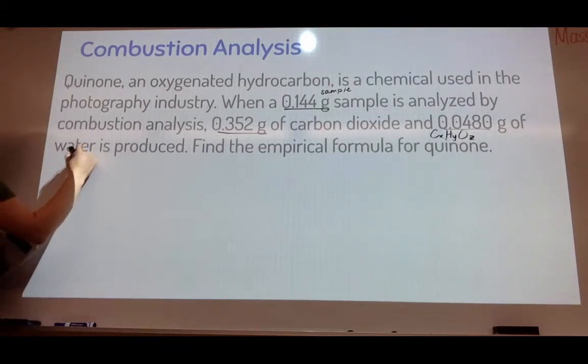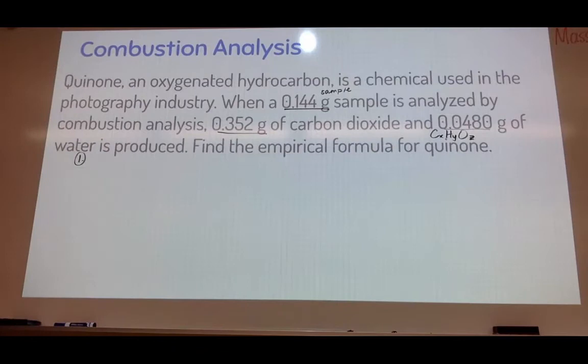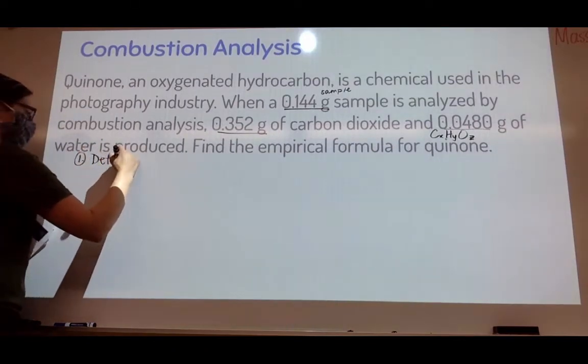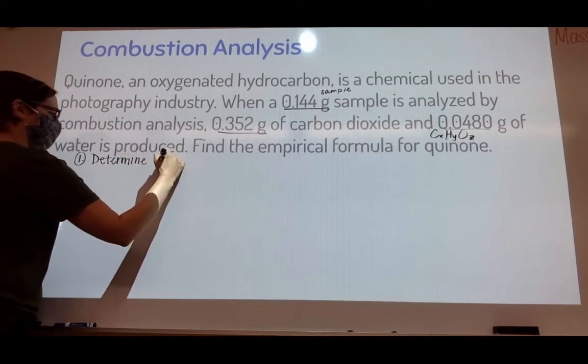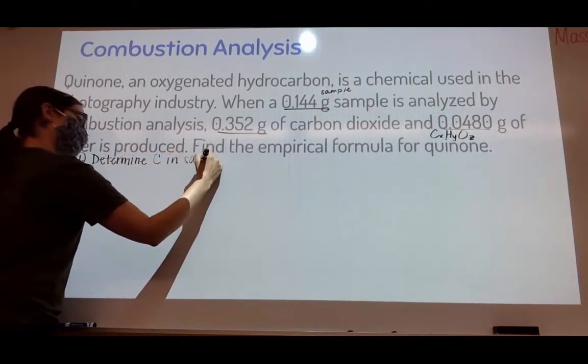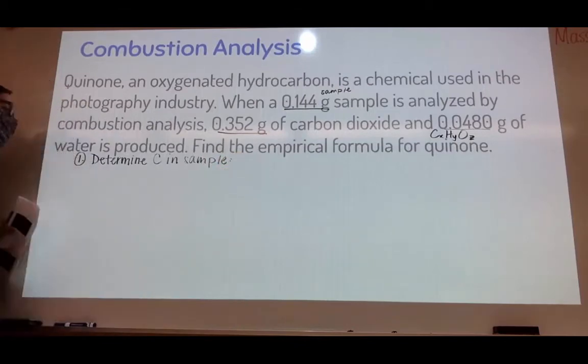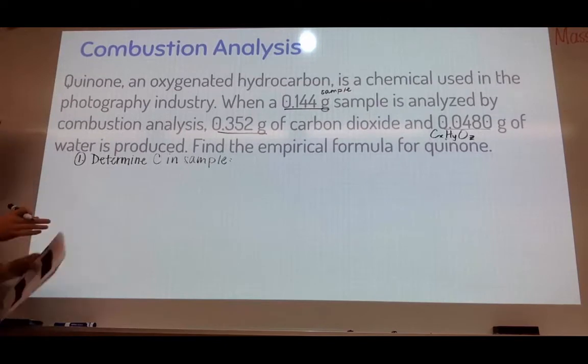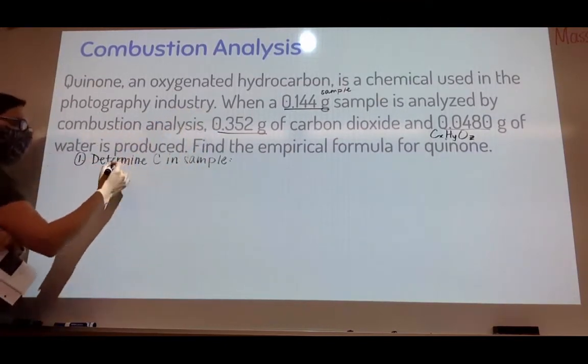So the first thing that we're going to do is determine the mass of carbon in the sample. Now essentially what this is just using stoich and empirical formulas combined. So the first thing we have to do is go through and look at stoich.